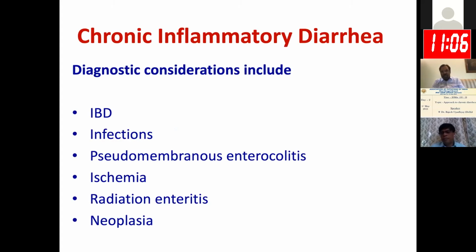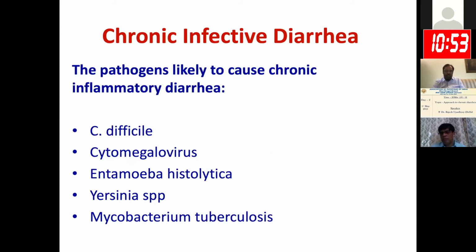And some of the examples of chronic inflammatory diarrhea are inflammatory bowel disease, infections, pseudomembranous colitis, ischemia, radiation enteritis, and neoplasia. Chronic infective diarrhea. We know that most infections cause short, limited diarrhea, but there are certain infections which can produce prolonged diarrhea, such as C. difficile, cytomegalovirus, Entamoeba histolytica, Yersinia, and Mycobacterium tuberculosis. So all this needs to be considered.